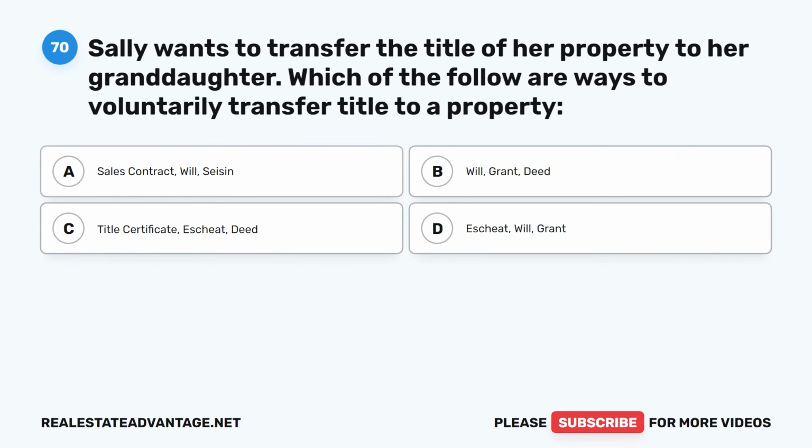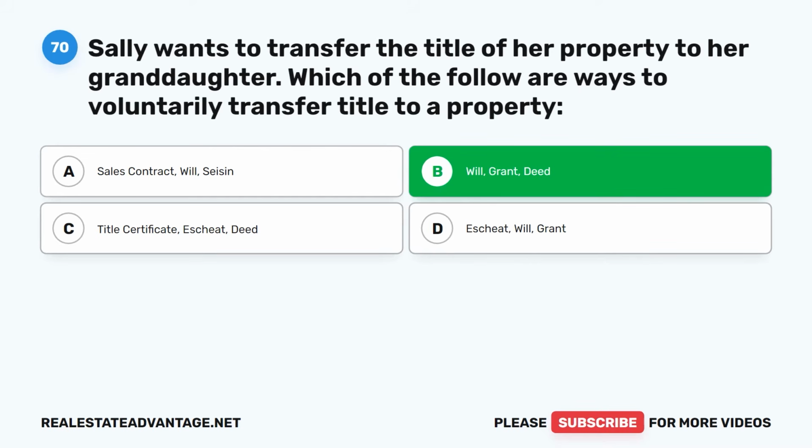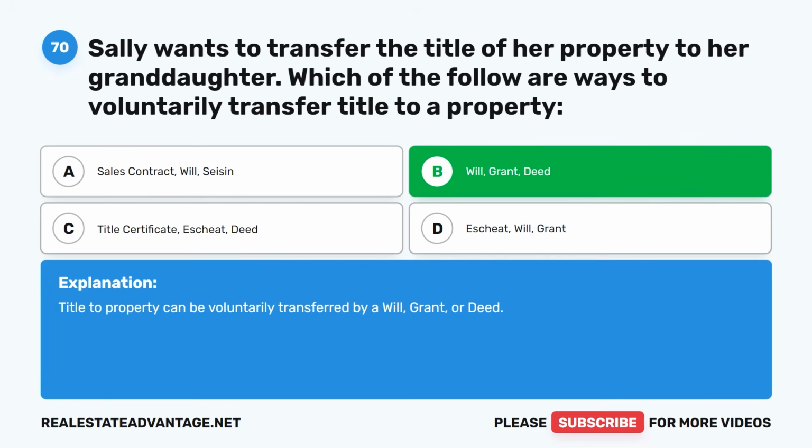Question 70. Sally wants to transfer the title of her property to her granddaughter. Which of the following are ways to voluntarily transfer title to a property? A. Sales contract, will, seisin. B. Will, grant, deed. C. Title certificate, escheat, deed. D. Escheat, will, grant. The correct answer is B. Will, grant, deed. Title to property can be voluntarily transferred by a will, grant, or deed.